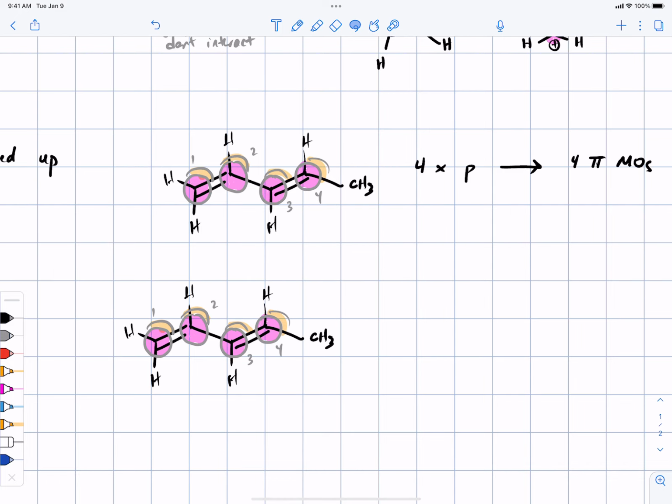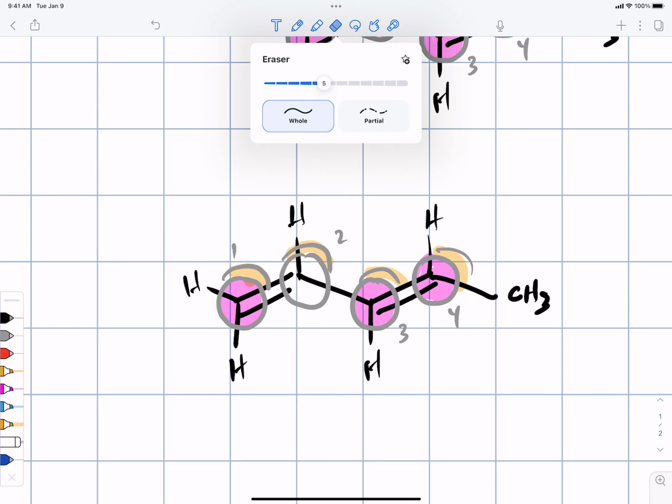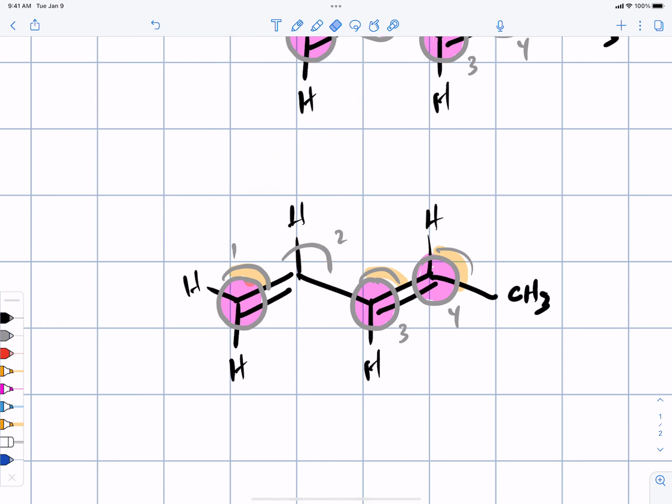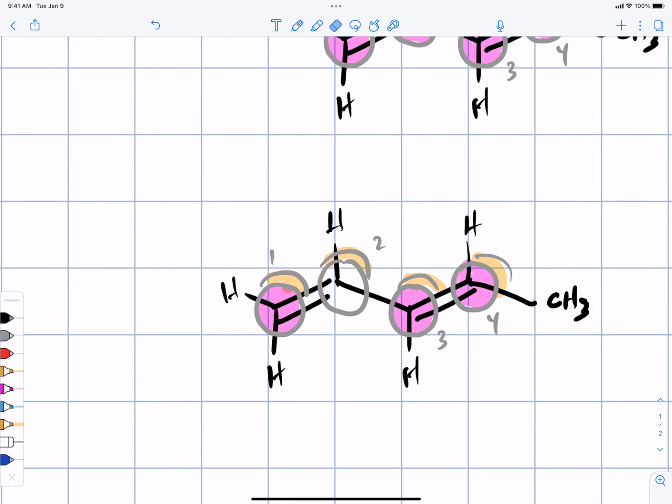For example, let's just switch. Oops, that was not what we wanted to do. Nope, still no. Gotta target that eraser. There we go. Oh no, I did it the wrong way again.